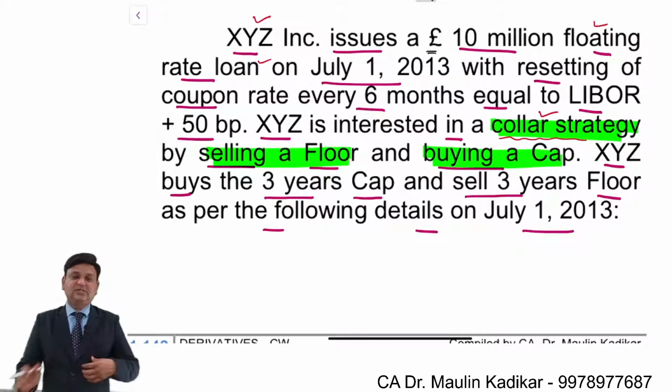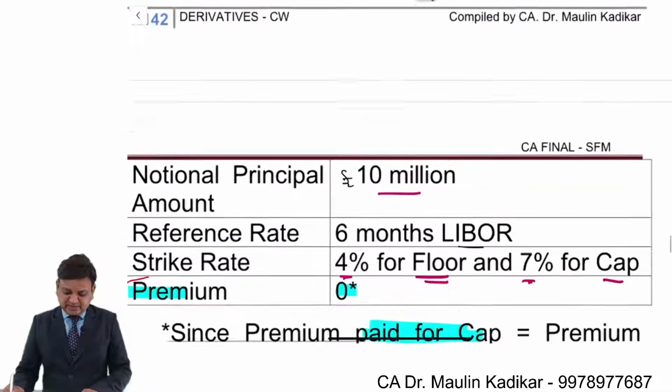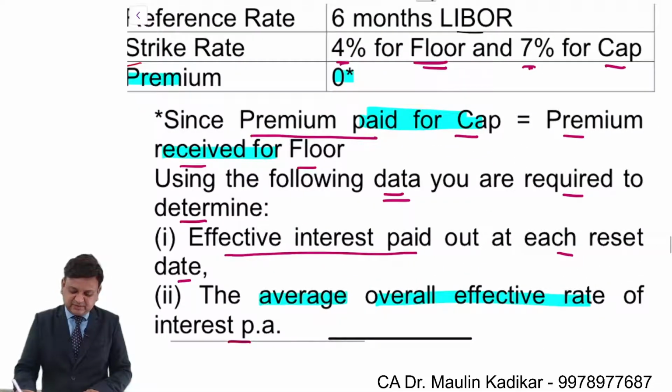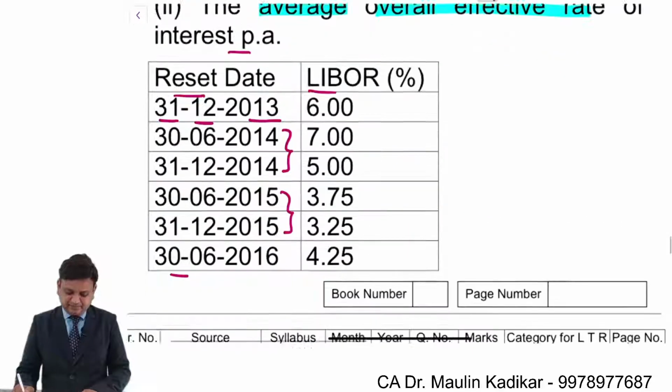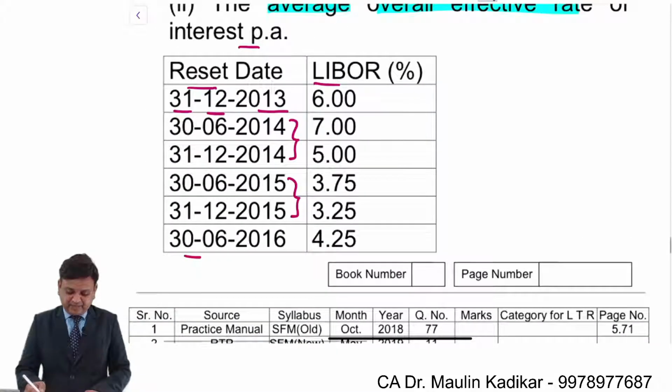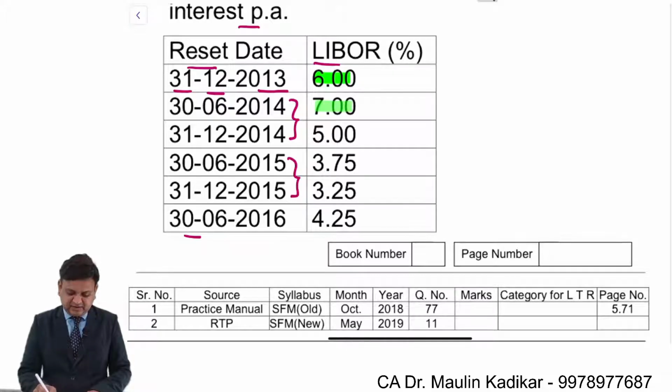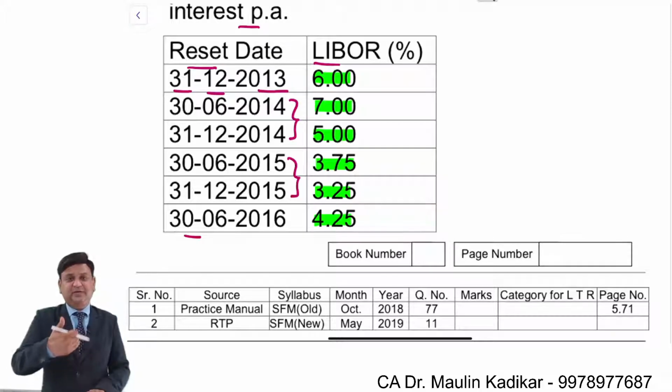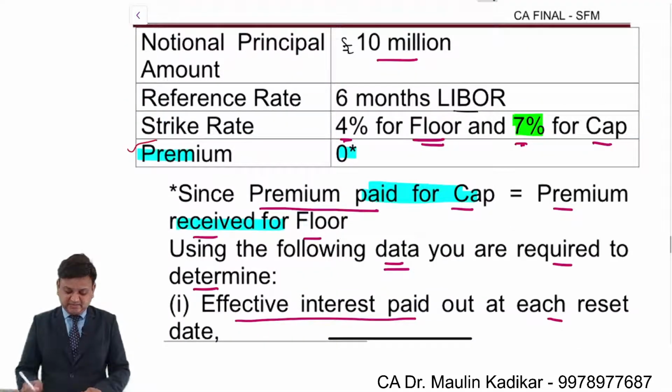Understanding further how it will work. As far as the strike rate is concerned, it is 7% for cap. We have been provided with the information about the LIBOR: 6, 7, 5, 3.75, 3.25 and 4.25. So in none of the cases has the LIBOR rate of interest exceeded 7%. So we are not going to receive anything. This is what we understand.